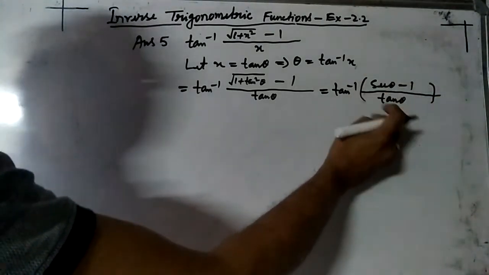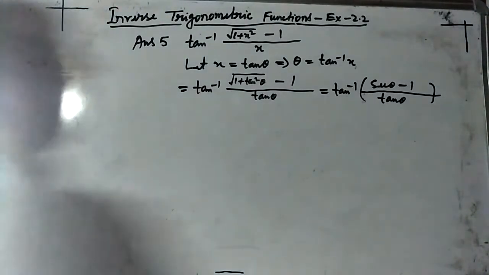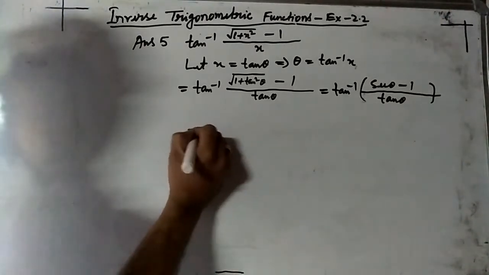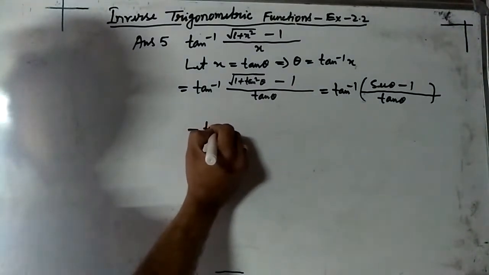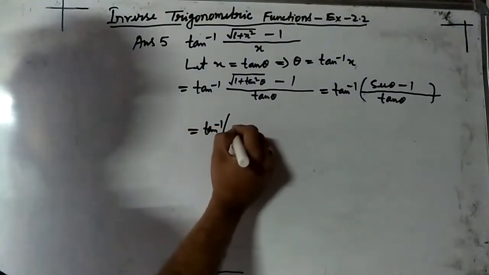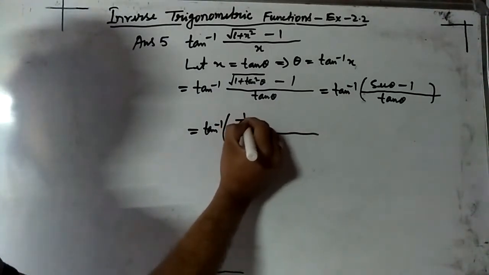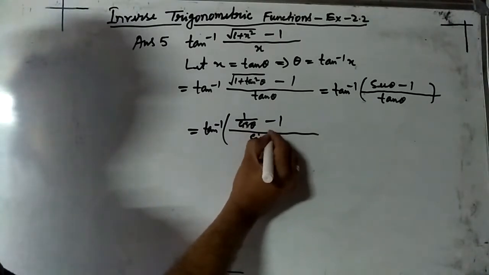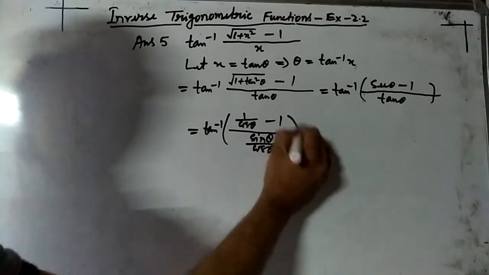Now we have to convert this expression in one single term, because we know that sin inverse sin theta equals theta, cos inverse cos theta equals theta, and tan inverse tan theta equals theta. So here you have to use trigonometric formula. Tan inverse of sec theta can be written as 1 by cos theta minus 1, and tan theta can be written as sin theta by cos theta, right?